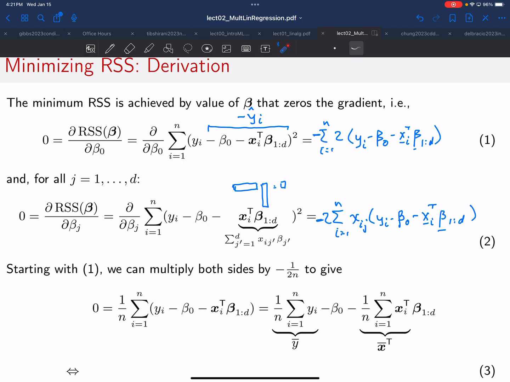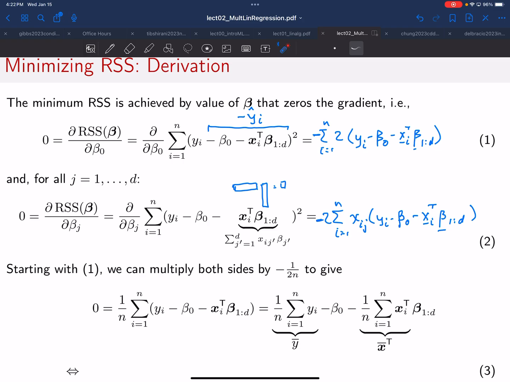So this is the expression we have, and basically this gives us a system of equations. We have one equation here, and we have d more equations here, and we have a total of d plus 1 unknowns. So it makes sense that maybe we can figure out the optimal betas, all d plus 1 of them, by solving this system of equations.